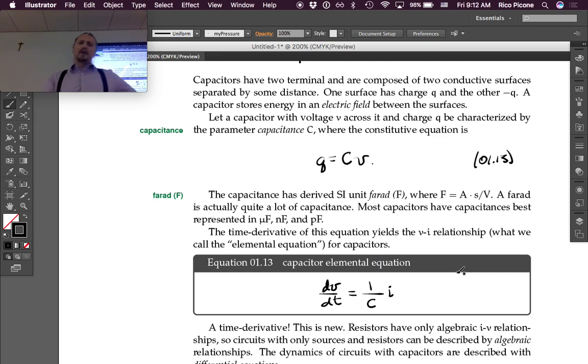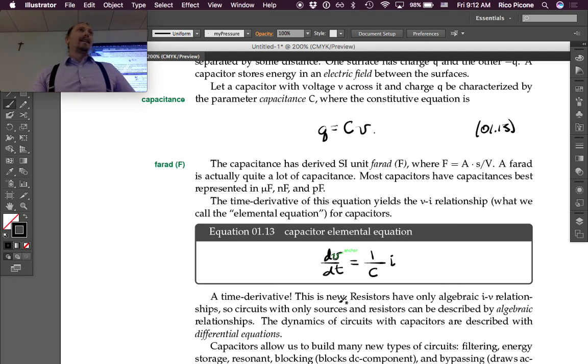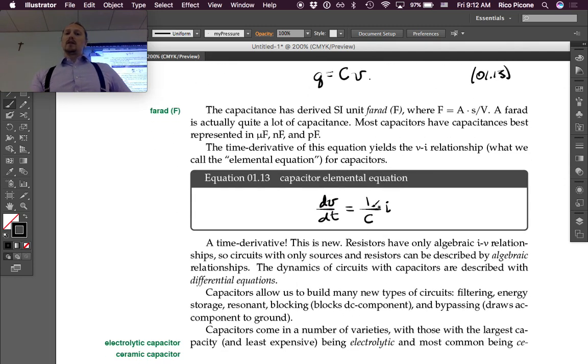So for any specific capacitor, instead of writing Ohm's law down for it, we would write this equation, which is the elemental equation. And we've got a time derivative here, right? It's new. In our resistor equation, no time derivative showed up. Kirchhoff's laws, KCL and KVL, are just algebraic relationships. So this is our first time derivative in one of these equations we're going to use to construct the dynamic equations for a system.